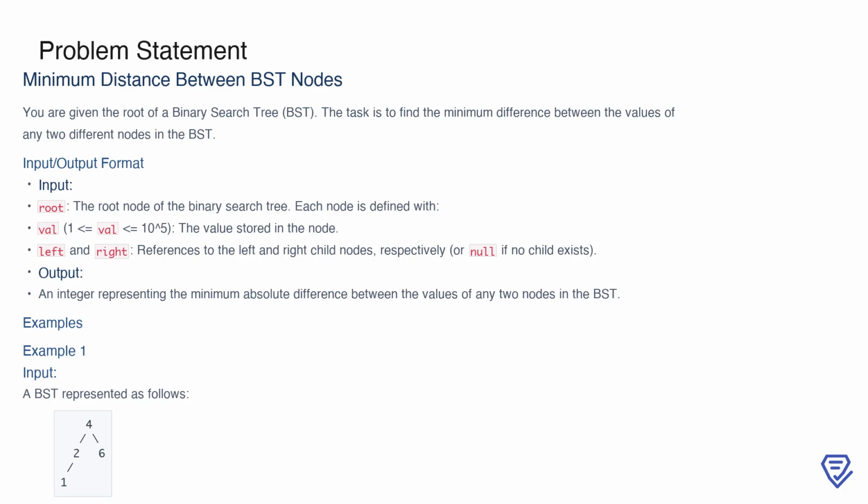In this problem, you are given the root of a binary search tree, or BST, and your task is to determine the minimum absolute difference between the values of any two different nodes in the tree. Let's break this down. The input is the root node of the BST, where each node contains a value between 1 and 100,000, as well as pointers to its left and right child nodes, which could be null if the child doesn't exist. The output is a single integer representing the smallest absolute difference between the values of any two nodes in the tree. This means we are essentially working with the structure of the BST, leveraging its properties to calculate differences efficiently. Let's explore this further with examples.